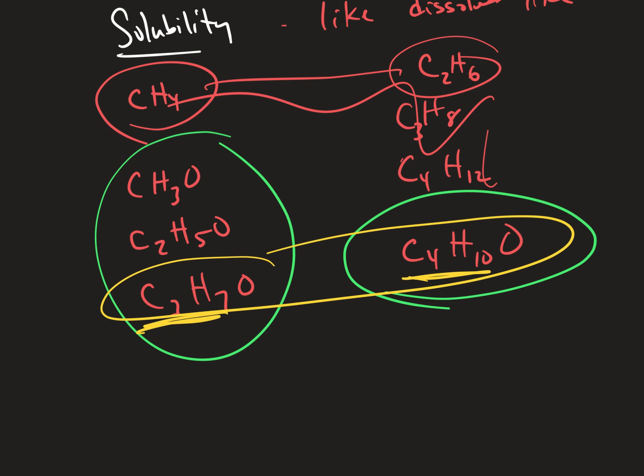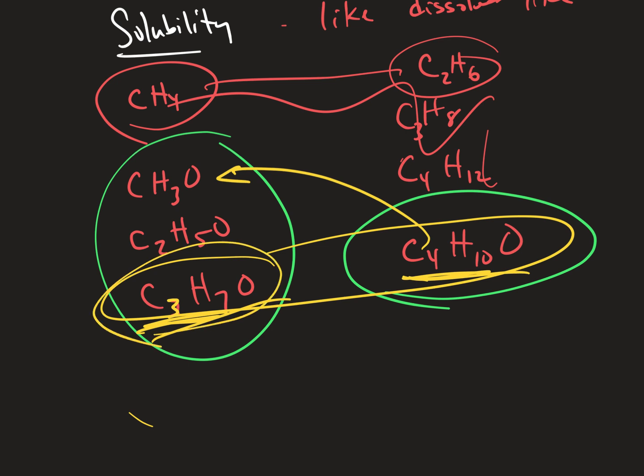Like dissolves like. So it's a C3 or C7 H7O? I don't know. Oh, that's a 3. But you see how this is closer to this one in structure? Then it's going to dissolve in that one too? Yes, it does, because they're all polar compounds because of that oxygen. But it'll dissolve better in that one because it's closer to it.